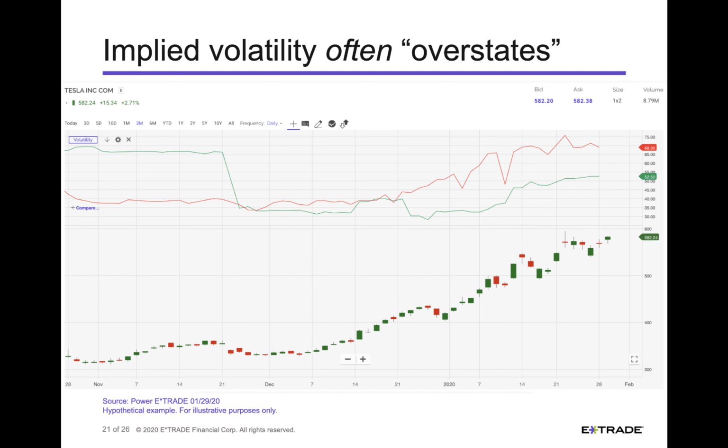Okay, so here's the other point about implied volatility. As I mentioned, it often overstates. So here we are looking at Tesla again, and on my Power E-Trade chart, I have included volatility, and you can see it right here. We've got the red line, which is the implied volatility, and we've got the green line, which is the historical volatility. So this is a 3-month chart.